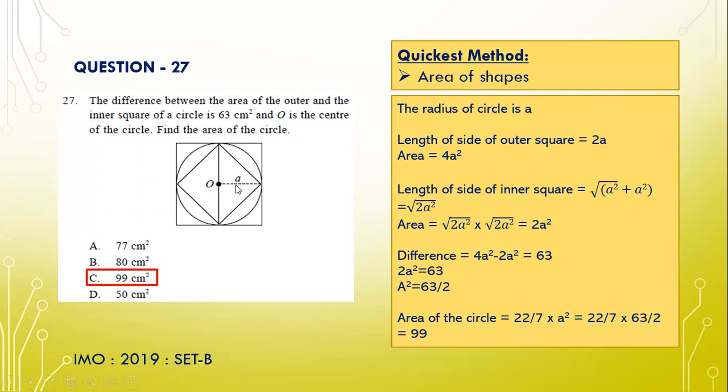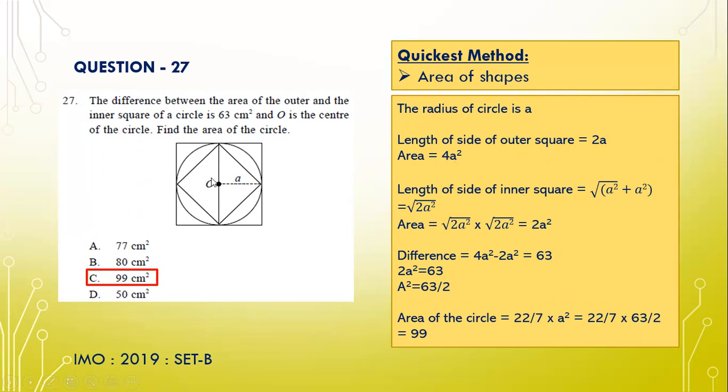The radius of the circle is a, isn't it? So this is a circle, its radius is a. What is the length of the outer square? It is a plus a, which will be 2a, isn't it? So this length is 2a. So what is the area? 2a into 2a is 4a square.